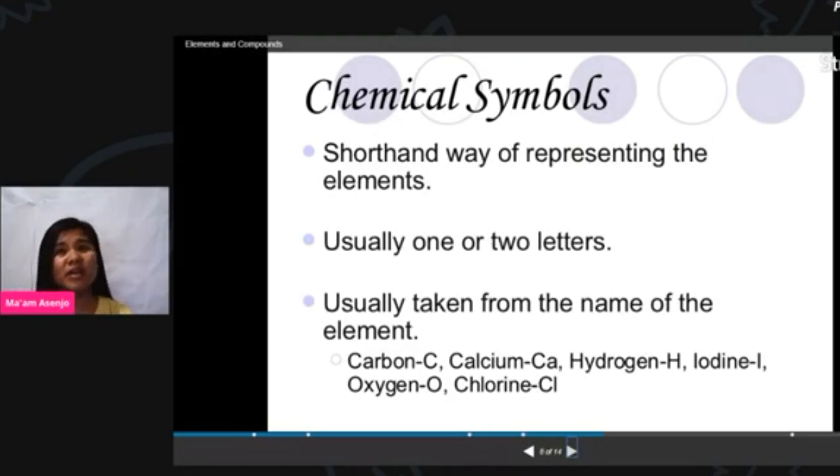So what are chemical symbols? They are a shorthand way of representing the elements. They are usually 1 or 2 letters, usually taken from the name of the element. For example, the chemical symbol for carbon is capital letter C. Do not be mistaken by small letter c. Calcium is capital letter C, small letter a. Hydrogen is capital H. Iodine is capital I. Oxygen is capital O. Chlorine is capital C, small letter l.